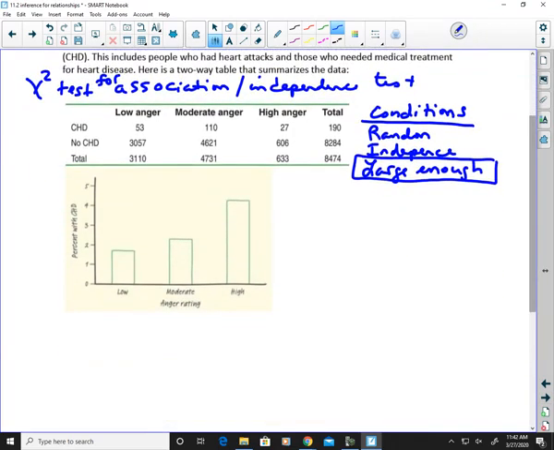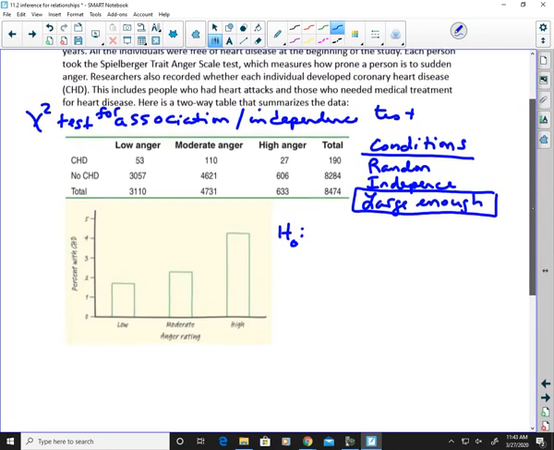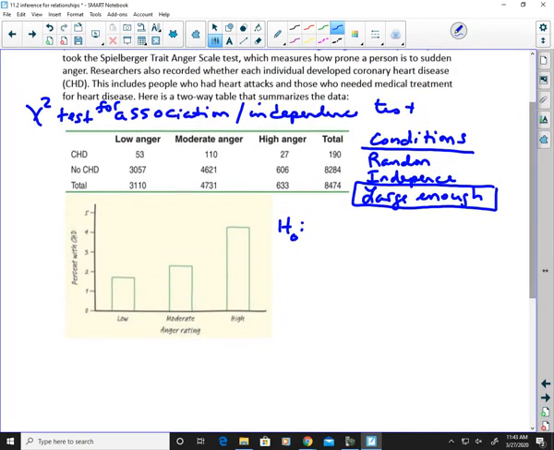have our calculator generate the expected counts, and we will be testing our hypothesis of we can either say that there is no association between the anger and the CHD, coronary heart disease. There's no association. That could be our null, or we could say that they're independent from each other. Whichever wording you prefer, association or independence. But I'll just go with association.